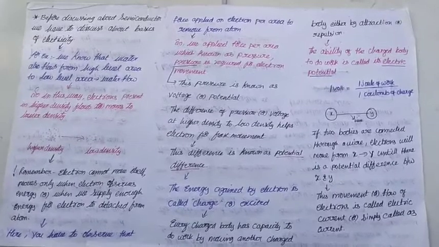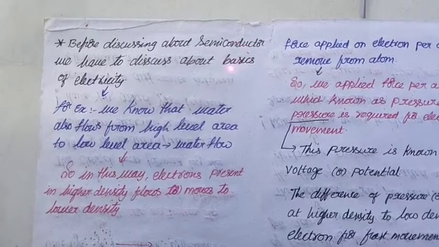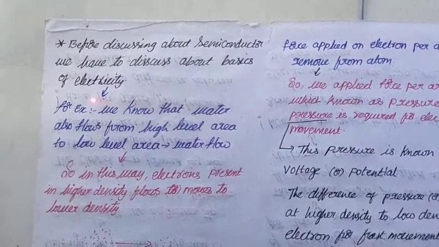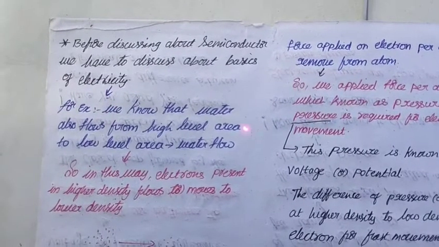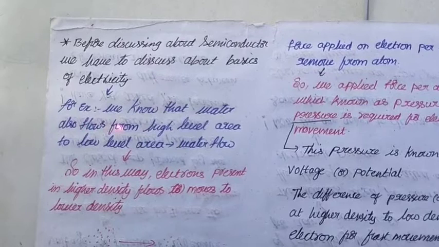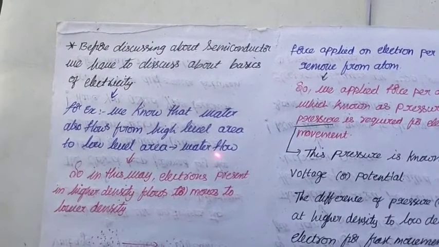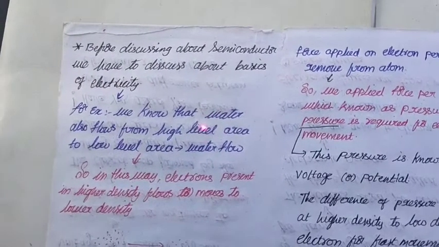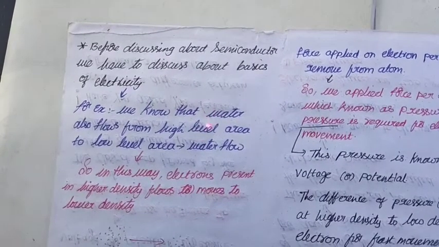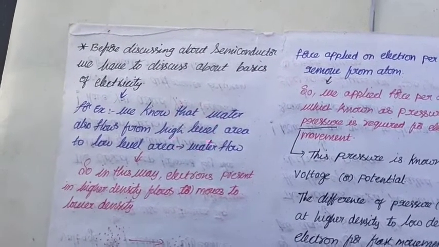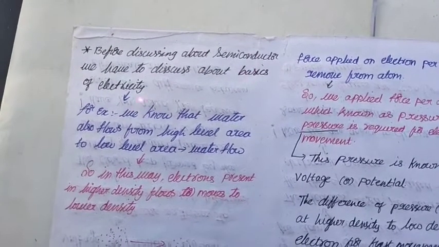Let's start another class. Before discussing semiconductors, we have to discuss the basics of electricity. For example, we know that water flows from a high level area to a low level area, which is called water flow. This is due to gravity and height. I bring this concept here because I already said we have to discuss the basics of electricity.